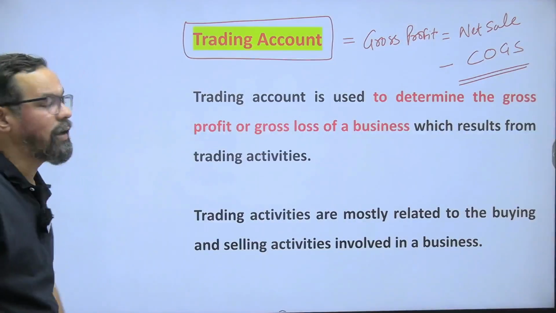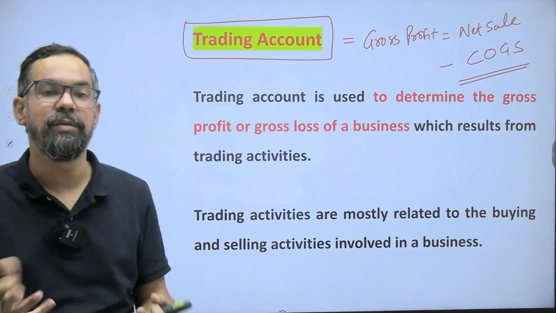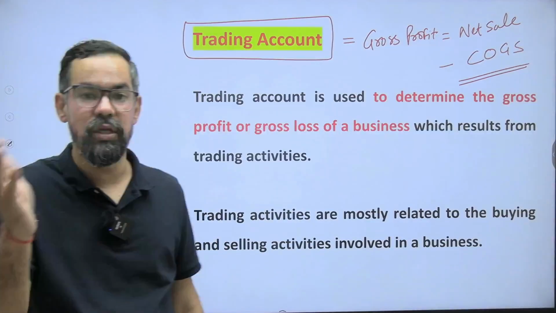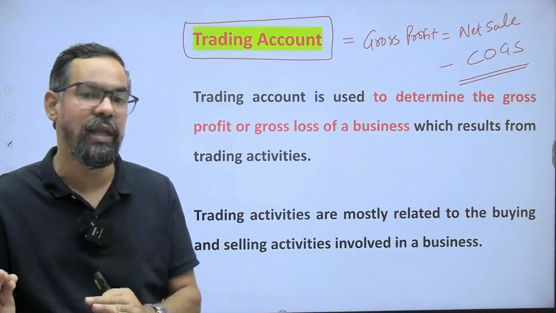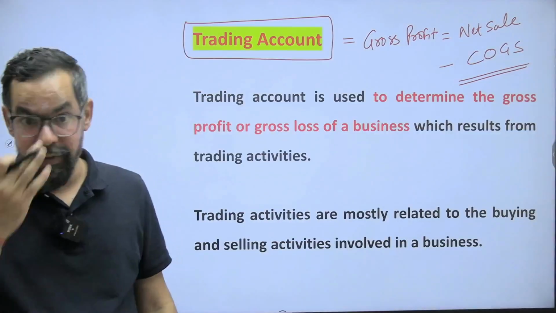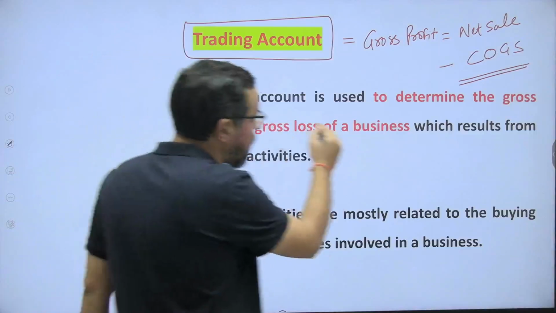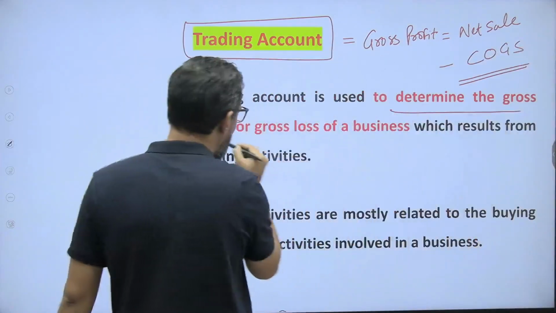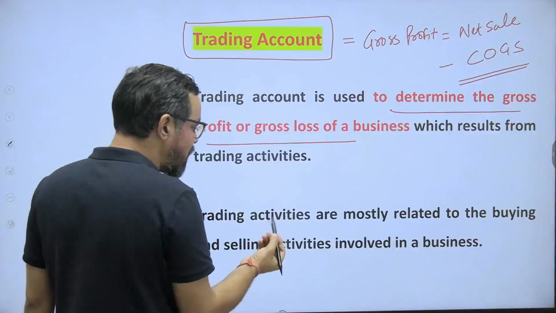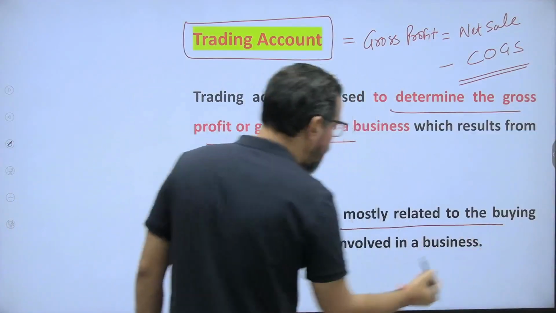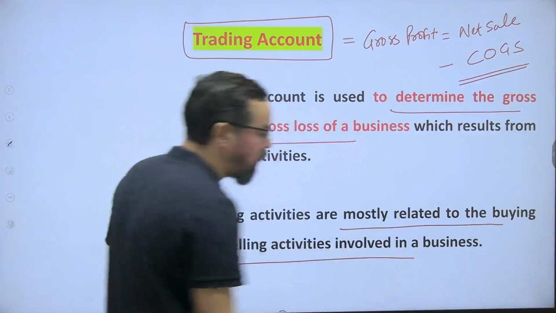So trading account, trading means buying and selling. So during those buying and selling activities, or activities surrounding that buying and selling, what is the outcome of that particular one? The trading account is used to determine the gross profit or gross losses of a business which result from trading activities, mostly related to buying and selling activities involved in a business.